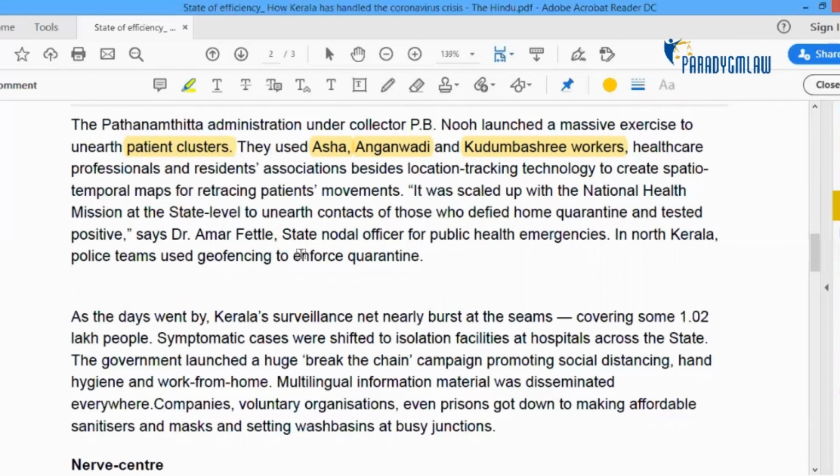Another interesting word from this passage is geofencing. For those who are unaware, it's simply a term used to demarcate certain localities. And today we call those localities hotspots, which are identified as places with high infection rate. Geofencing is a term used to describe how you would segregate these localities.